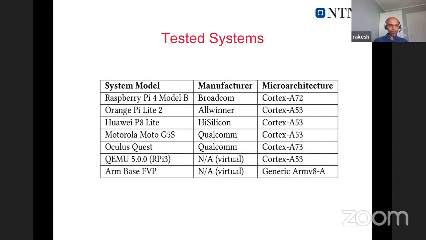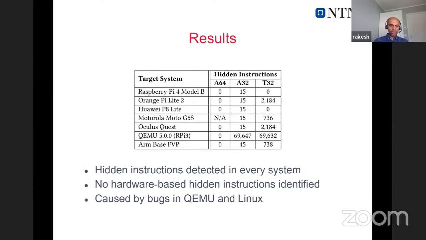So we ran this tool on several systems, both real hardware and emulators from different vendors, implementing different instruction set architectures. The results show that all of these systems have some form of hidden instructions. One interesting finding was that these instructions were not really hidden in hardware as such. They were mostly because of bugs in the system software, specifically in the Linux kernel. For example, instead of generating an illegal instruction exception, a different exception was raised. Also, there were bugs in QEMU, mainly in the QEMU decoder, that were making an illegal instruction behave as a vector multiply and vector addition instruction. We have also submitted patches for the Linux bugs, and they have been accepted or are under consideration.